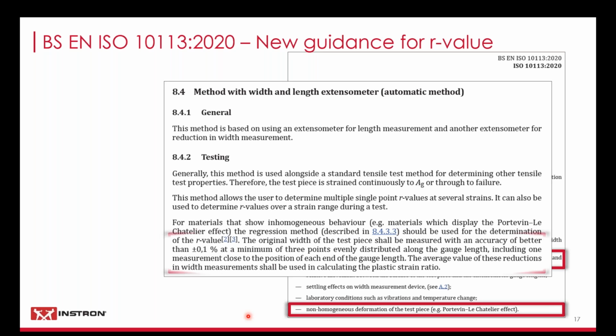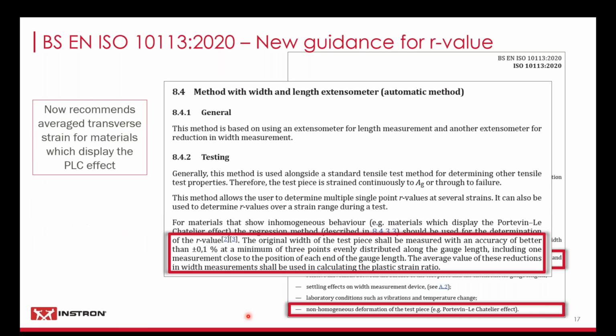And in the method itself, they use some strong wording. Besides using the regression method for inhomogeneous behavior, the width of the test piece shall be measured with an accuracy, and a minimum of 3 points evenly distributed along the gauge length, including one close to the position at each end of the gauge length. And of course, the average value of these reductions in width measurements shall be used in calculating the plastic strain ratio. Essentially, it's recommending, or strongly recommending, the average transverse strain for materials which display the PLC effect.